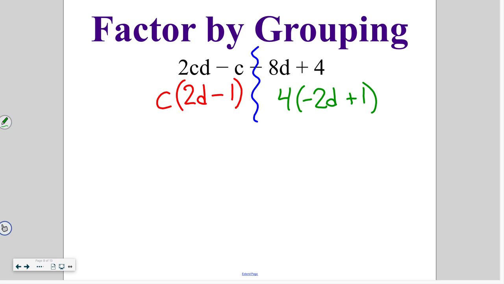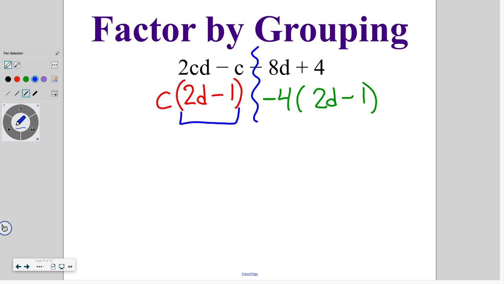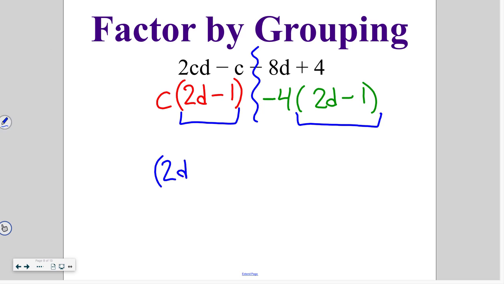So what I can do to fix this problem is instead of pulling out a positive 4, I'm going to pull out a negative 4. If I do negative 8 divided by negative 4, I end up with a positive 2D. If I do positive 4 divided by negative 4, I'm going to end up with a negative 1. So now my two pieces inside of the parentheses match exactly, just like we want them to. So my matching pair is 2D minus 1.